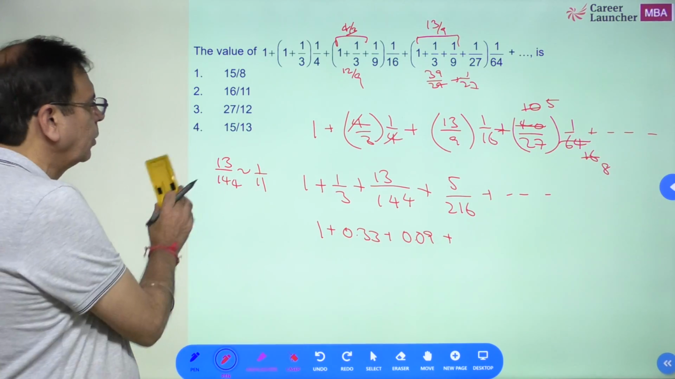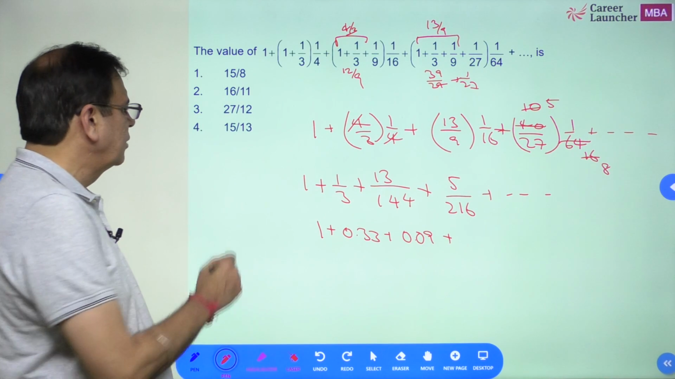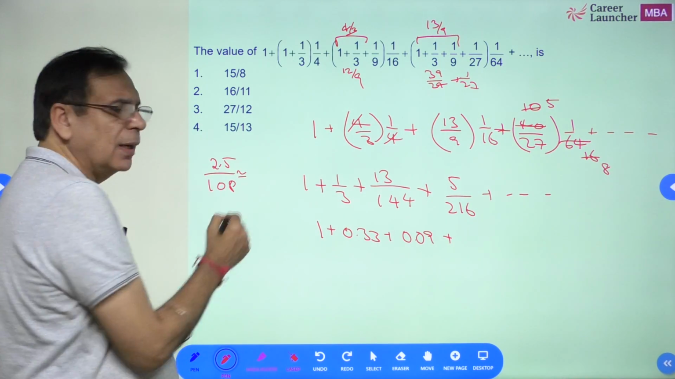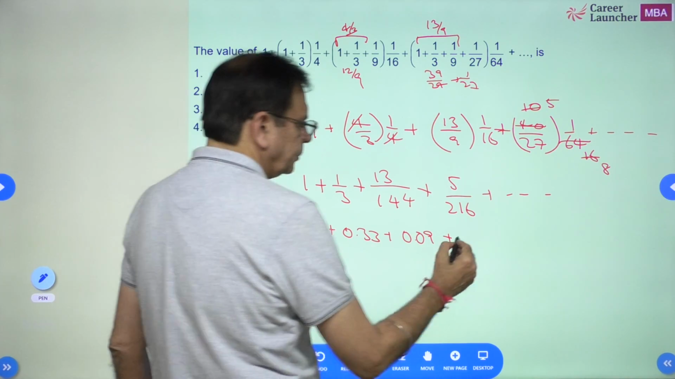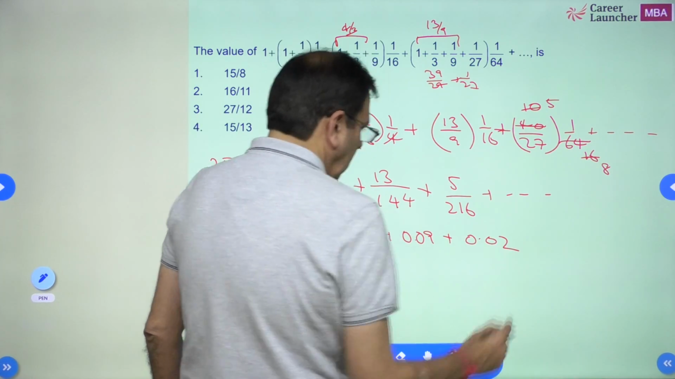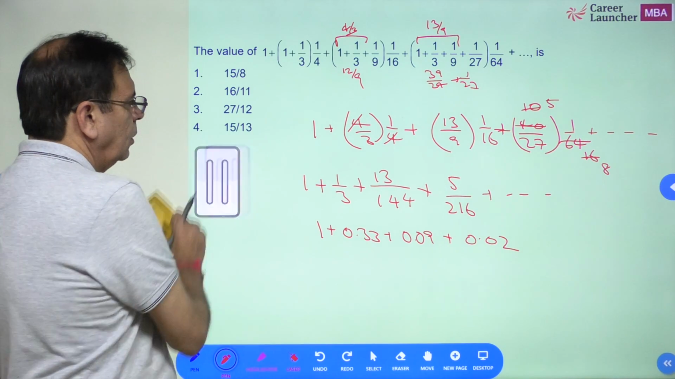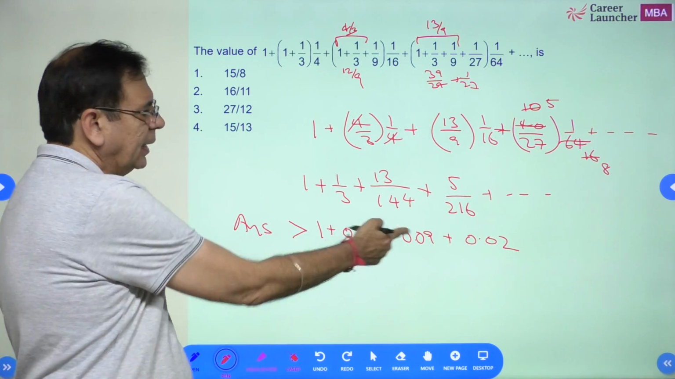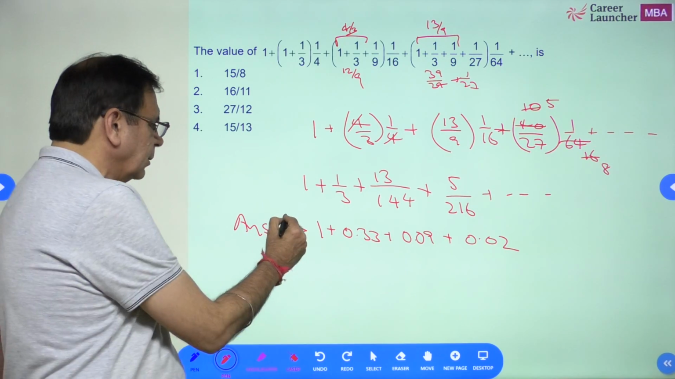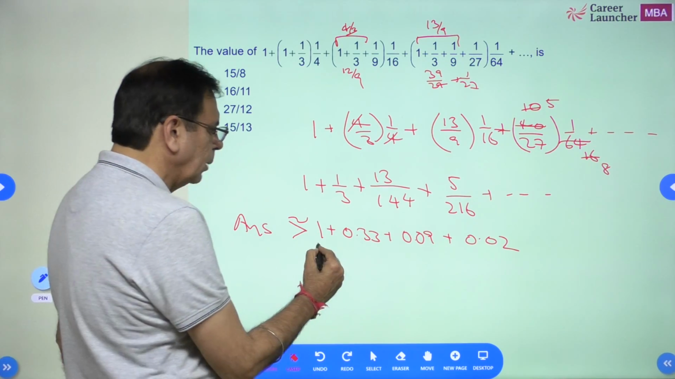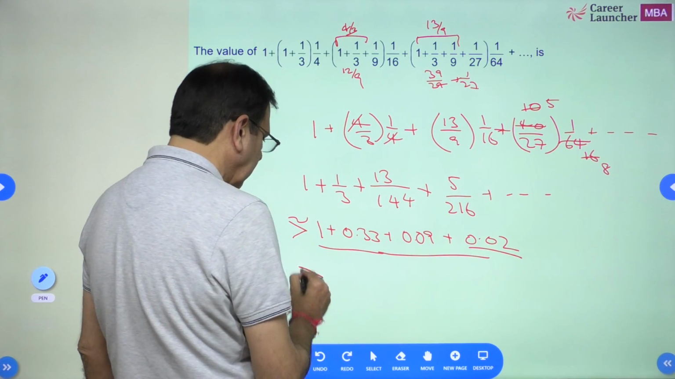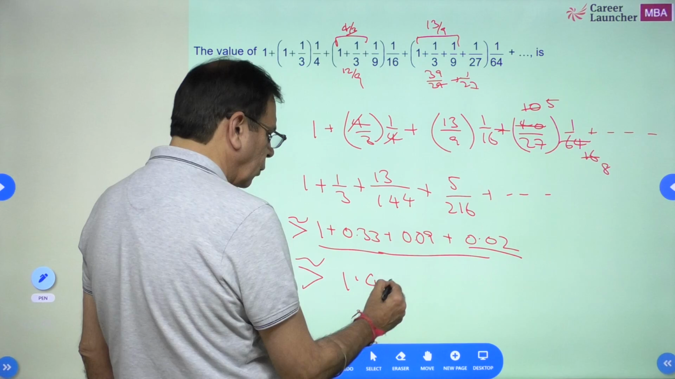And how much is this? How much is 5 by 216? 5 by 216 will be 2.5 upon 108. Can I say approximately 2% or 0.02? Okay. So can I say my answer has to be greater than what I'm calculating? Slightly greater. How much is it now? 1.33, 1.35, 1.44. So my answer has to be slightly more than 1.44.